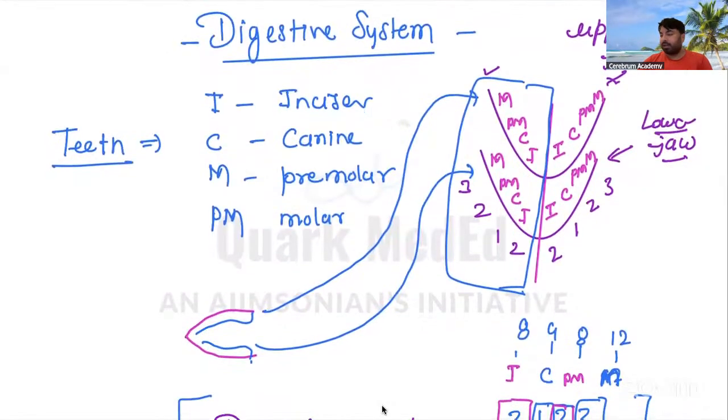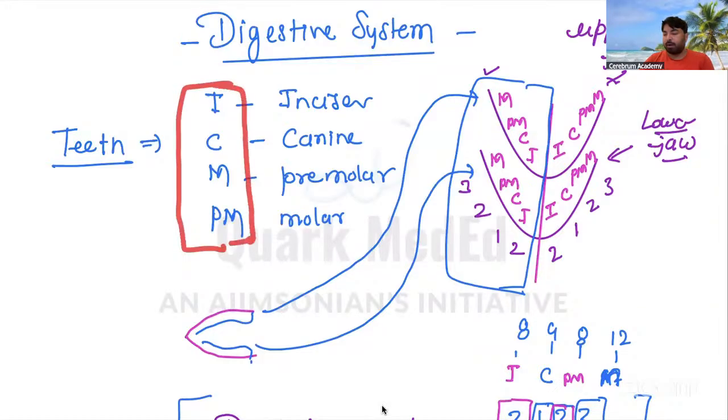So we started with the digestive system. Tanusha, you were there, right? You attended the class. So the digestive system starts with our mouth. And at the beginning of the mouth, there are teeth. We have four types of teeth: incisor, canine, premolar, and molar.